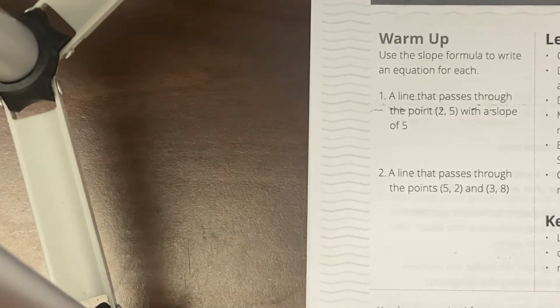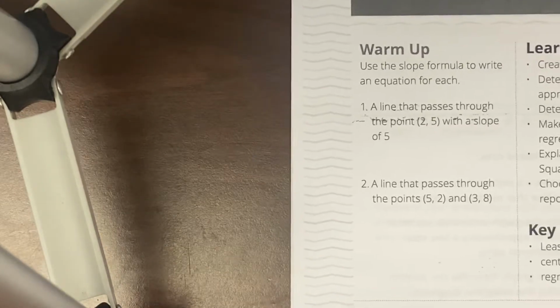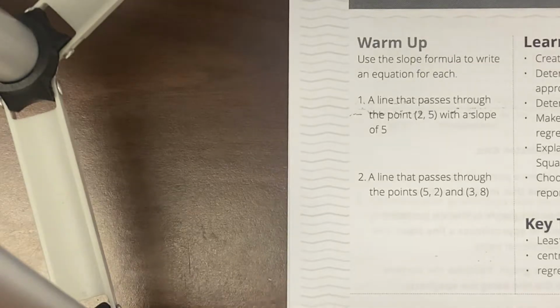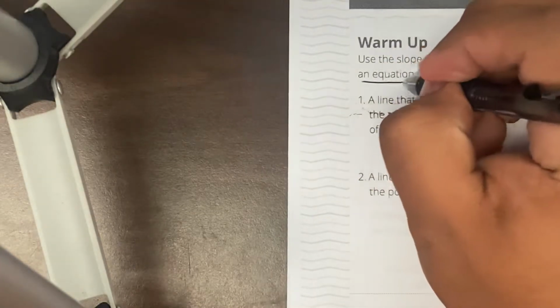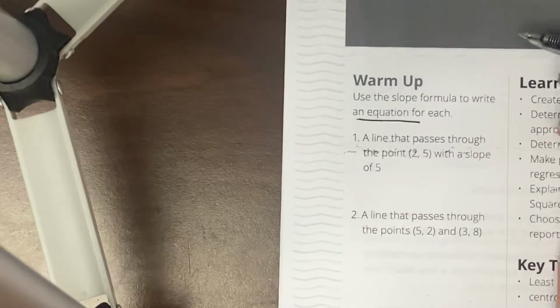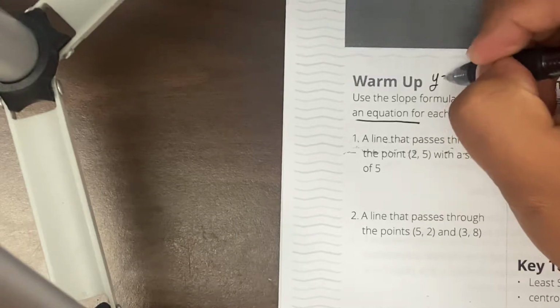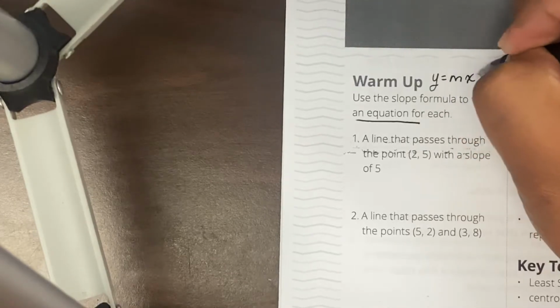Looking at the warm-up, I know most of us are in a funk with how to write equations. So the equation that we want to write is slope-intercept form. I'm gonna write right here next to the warm-up. That's gonna look like y = mx + b.